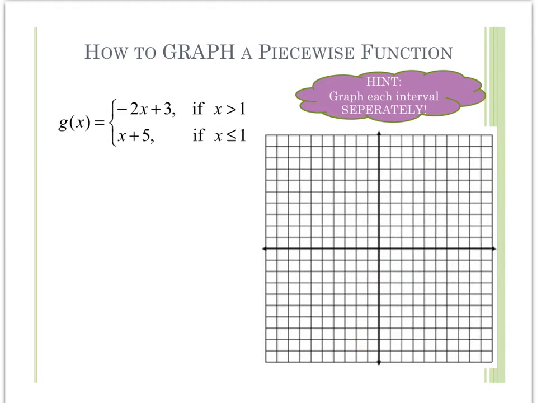Alright, so here is another example. For everything bigger than 1, I'm going to be this function right here. Everything less than or equal to 1, I'm going to be this function right here. So I'm going to go ahead and start graphing the first one, okay? So my y-intercept is 3, so 1, 2, 3, up 3. And then my slope is -2, so I'm going to go down 2 over 1, down 2 over 1, down 2 over 1. Keep going.